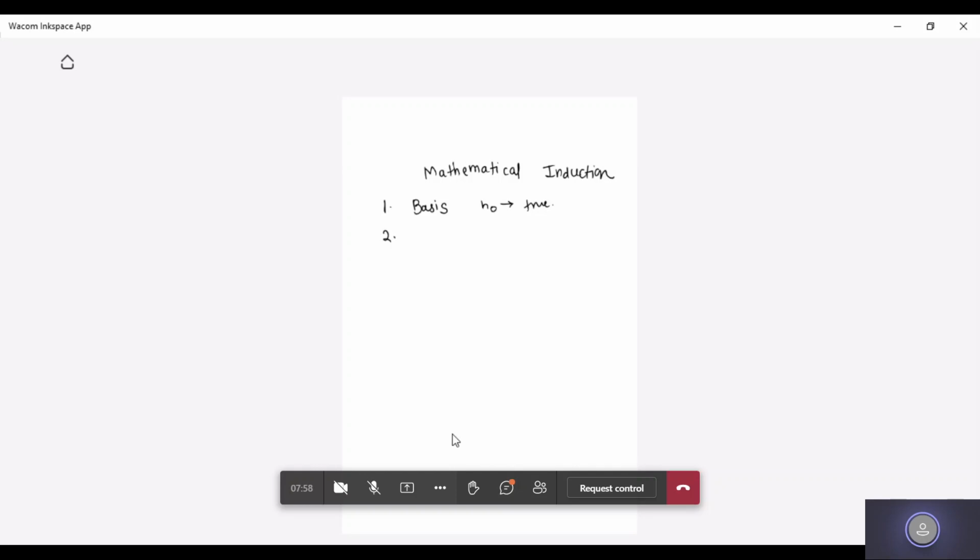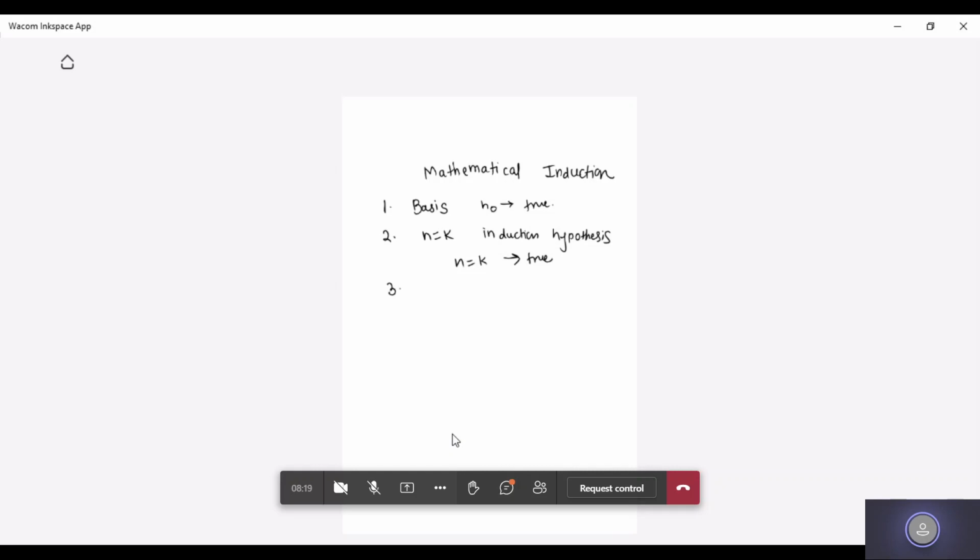The second step, we are going to put n is equal to k. So for the kth value, we are going to say that the statement is true, and that step we call the induction hypothesis. So n is equal to k, that we say is true.